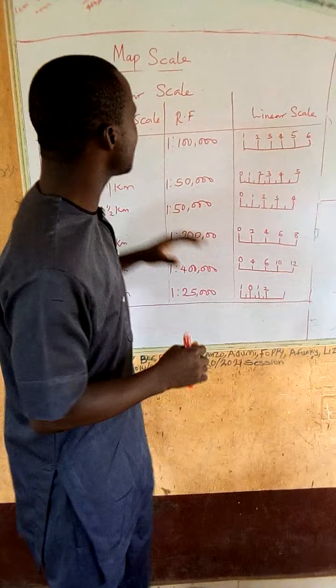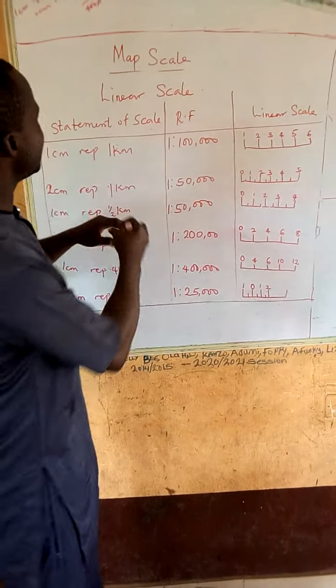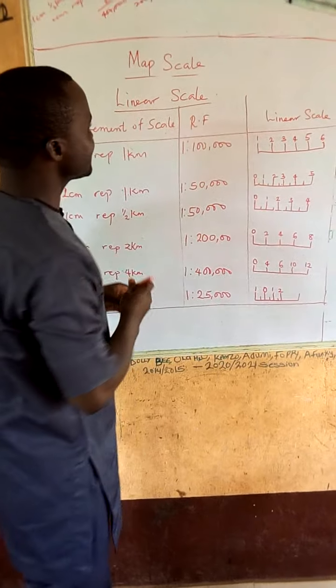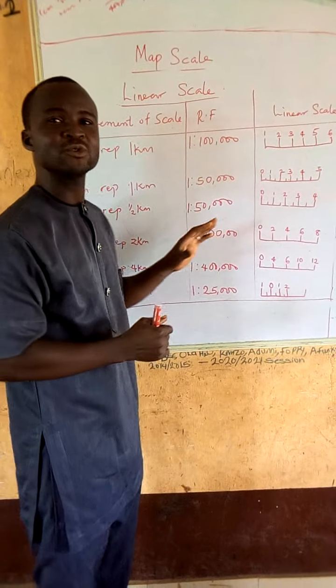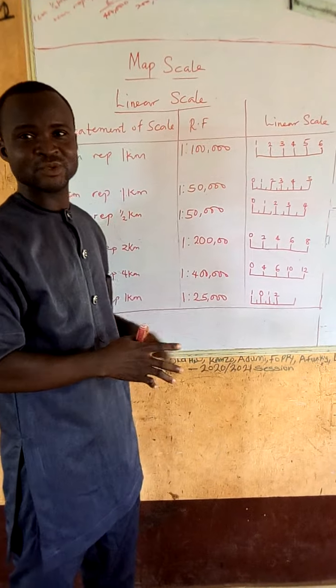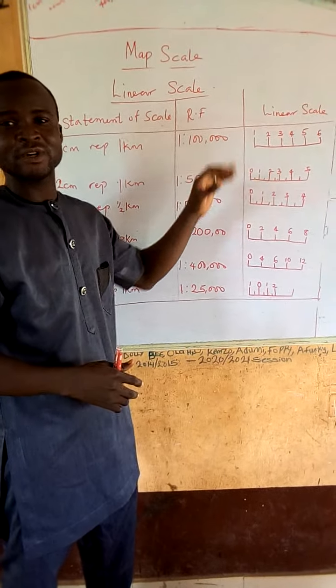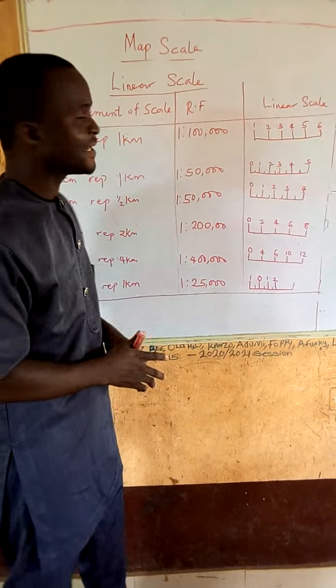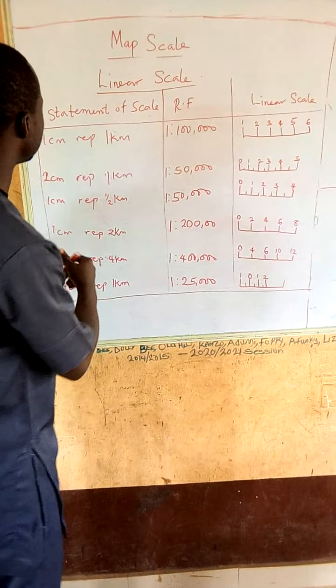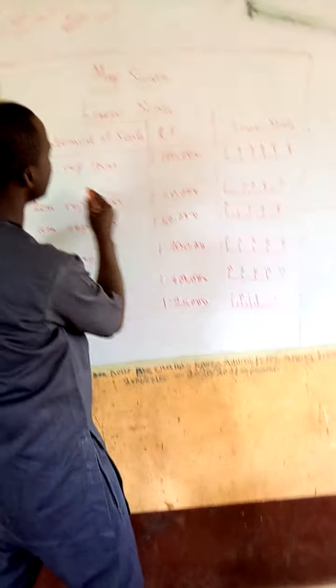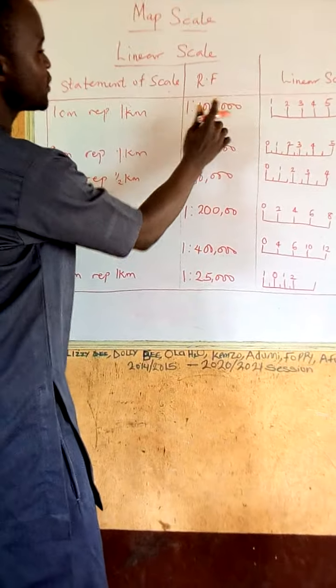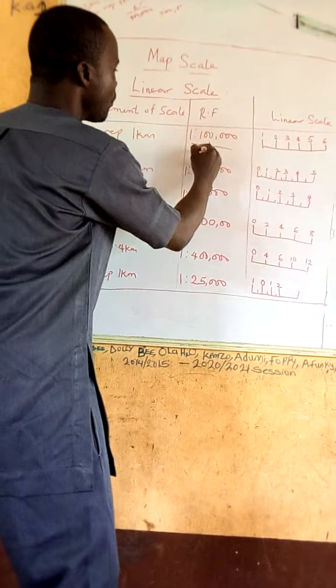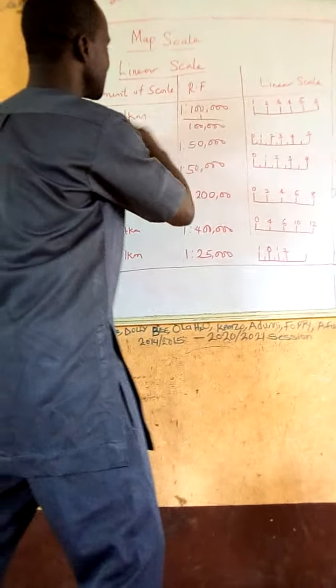When you take a look at what we have on the board here, this is a linear type of scale. And in this linear type of scale, I've been able to compress the three types of scale together: the statement of scale, representative fraction, and the linear scale. In the statement of scale, 1 centimeter rep 1 kilometer, that is 1:100,000 or 1 all over 100,000.